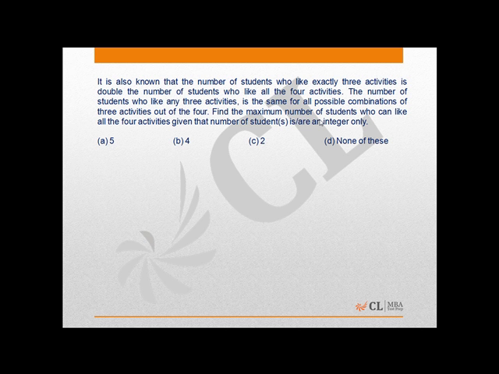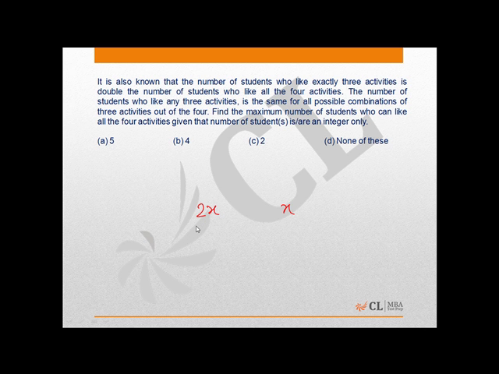Now when we go through the next two questions, we would find there is a common information for both the questions, and it is known that the number of students who like exactly 3 activities is double the number of students who like all the 4 activities, which means if x is the number of students who like all the 4 activities, the number of students who like exactly 3 activities will be 2x. Further, it is given that the number of students who like any 3 activities is the same for all possible combinations of 3 activities out of the 4.